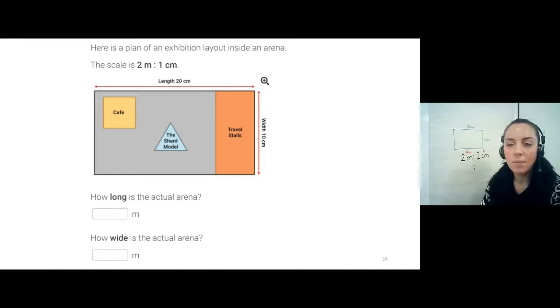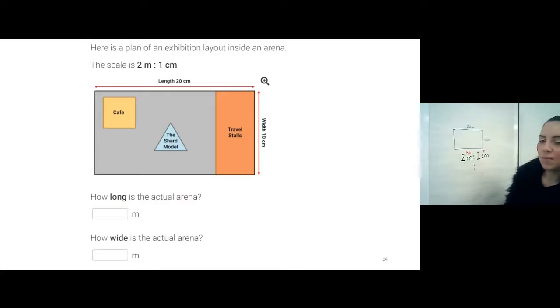So we all got similar answers. I'll just go through it with anybody just in case they need me to. So this is our plan of the arena. It's a plan, so it's in centimetres. We've got 20 centimetres by 10 centimetres, so it's a nice rectangle. The scale was 2 metres to 1 centimetre. So that means for every 1 centimetre on the plan, it's worth 2 metres in real life.